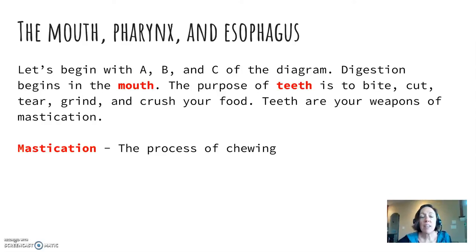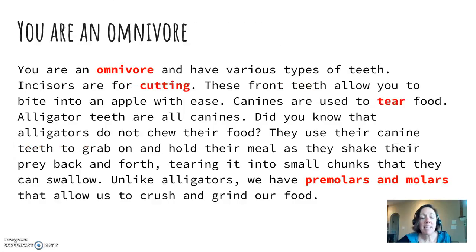So let's begin with the letters A, B, and C of the diagram. Digestion begins within the mouth. You probably didn't think about digestion in your mouth, but that is true. The purpose of the teeth within your mouth is to bite, cut, tear, grind, and crush your food. Teeth are your weapons of mastication. Mastication just means the act of chewing. You are an omnivore. That means you eat meat and vegetables. And you have various types of teeth because of it.